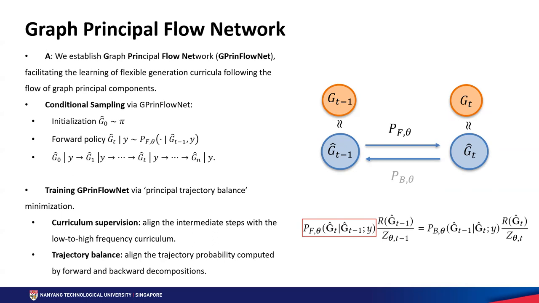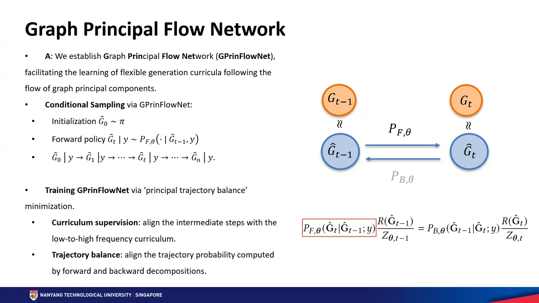In particular, the proposed graph principle flow network generates conditional samples via a Markovian sampling trajectory. At each conditional sampling slot, randomly initialized graph data is fed into the forward policy network, and then it is iteratively refined for n times. At each intermediate step, the forward policy network, denoted by P subscript F theta, predicts the distribution of the successive principal components and adds finer details to the graph.